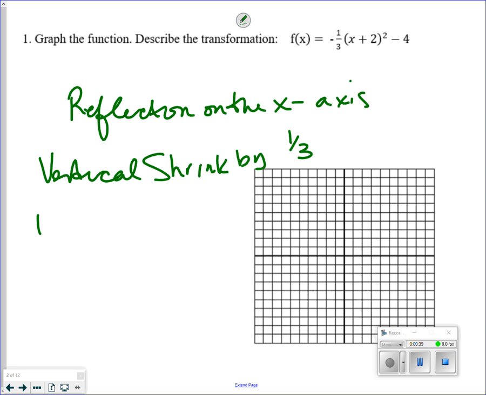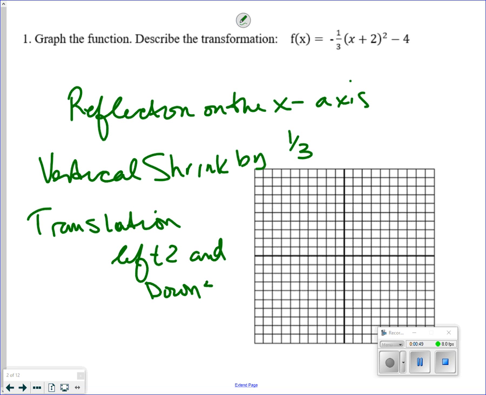And now you're talking about a translation to the left 2 and down 4. Graphing, the vertex again is at -2, -4. So -2, -4 is the vertex. Now, you can do an XY chart. You can use a graphing calculator to help you graph this. I use a counting method, 1, 2, 3, times 9, 1, 2, 3, and the rest of the points will go off the graph downward as such.